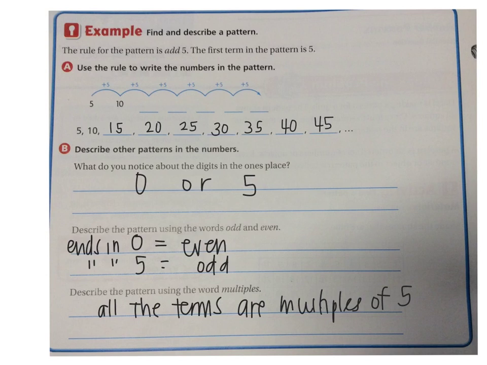So what this shows is even though there was one rule, and the rule was add 5, within that one rule, we could find other patterns. We found that there's a pattern of ones digits, 5, 0, 5, 0, 5, 0. Also, odd, even, odd, even, odd, even. Also, another word to describe this rule was that all the terms are multiples of 5.